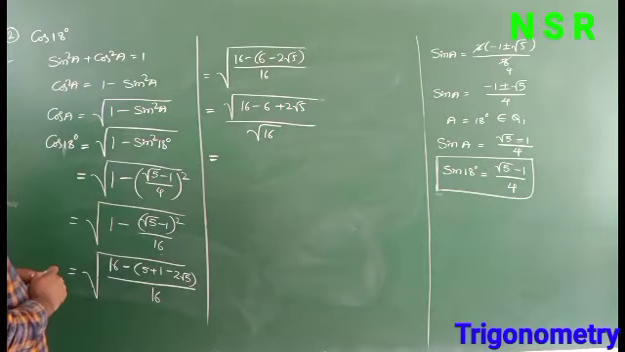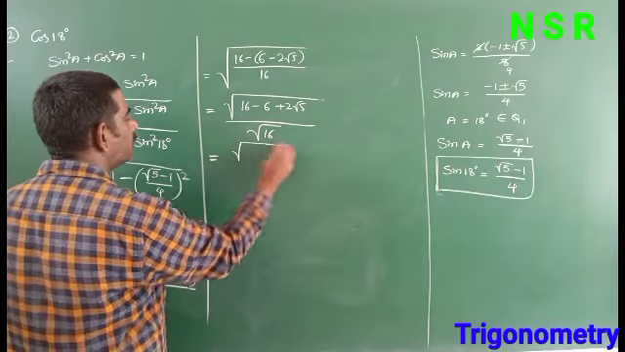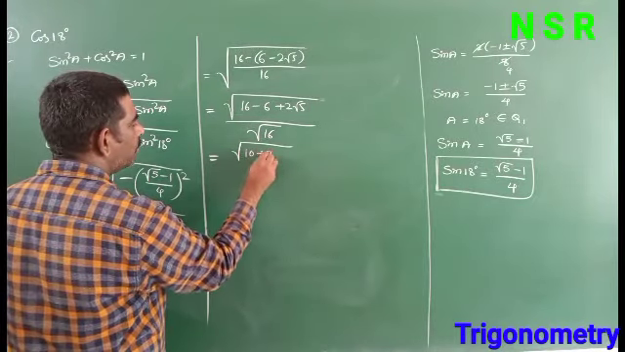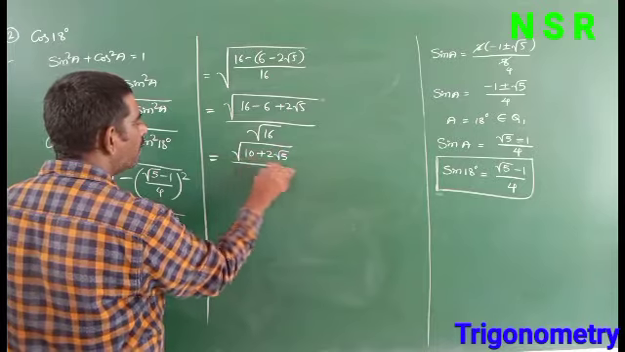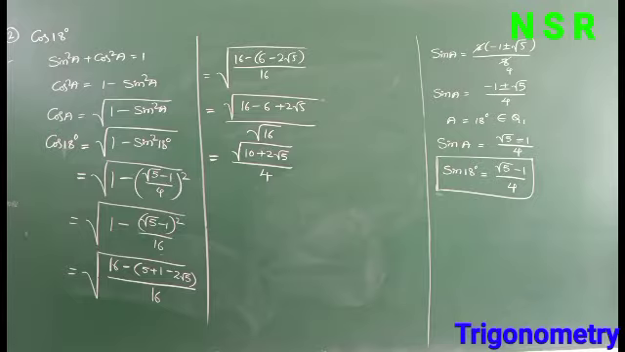So apply the square root to both numerator and denominator. 16 minus 6 is 10. So 10 plus 2 root 5 by 4. So this is the value of cos 18. You know the sin 18 value, so by using the formula sin square theta plus cos square theta equal to 1, we can find the value of cos 18. So the value of cos 18 is square root of 10 plus 2 root 5 by 4.